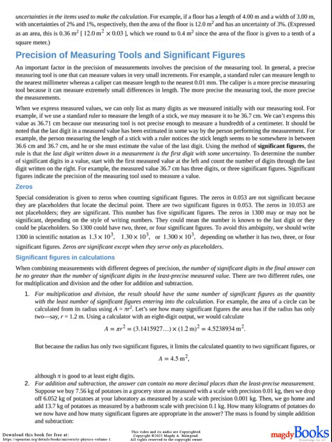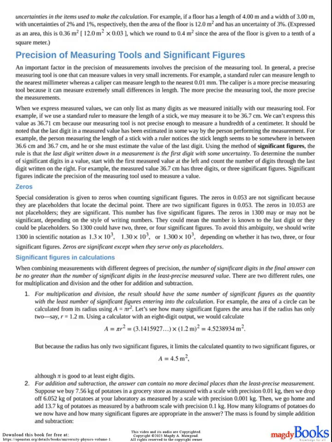B. Significant figures in calculations. When combining measurements with different degrees of precision, the number of significant digits in the final answer can be no greater than the number of significant digits in the least precise measured value. There are 2 different rules, one for multiplication and division and the other for addition and subtraction. 1. For multiplication and division, the result should have the same number of significant figures as the quantity with the least number of significant figures entering into the calculation.